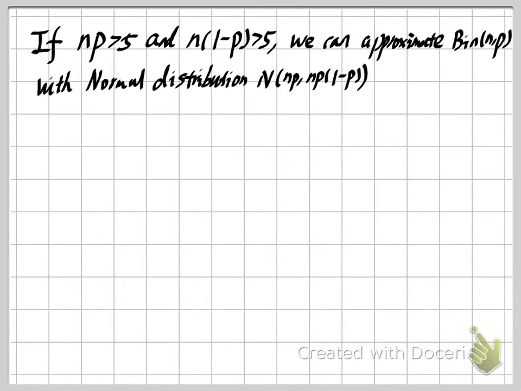So what we can do is, when n is large enough, and here in this video I set this as n times p larger than 5 and n times 1 minus p larger than 5. When we satisfy this requirement, then we can use a normal distribution to approximate a binomial distribution with parameters n and p.